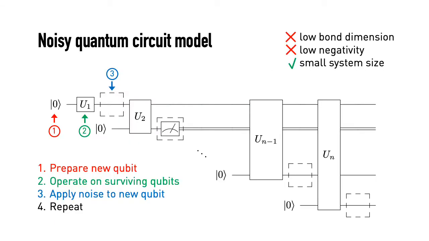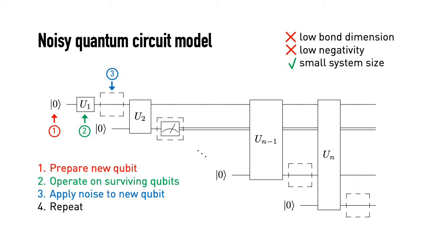Here's a depiction of the noisy quantum circuit model that underlies this talk. This model was designed to use noise as a resource to reduce classical simulation costs. There are various properties of quantum systems that can keep these costs under control, for example, the bond dimension of matrix product states or the negativity of quasi-probability distributions. But here we keep costs under control simply by keeping the average size of quantum systems small.